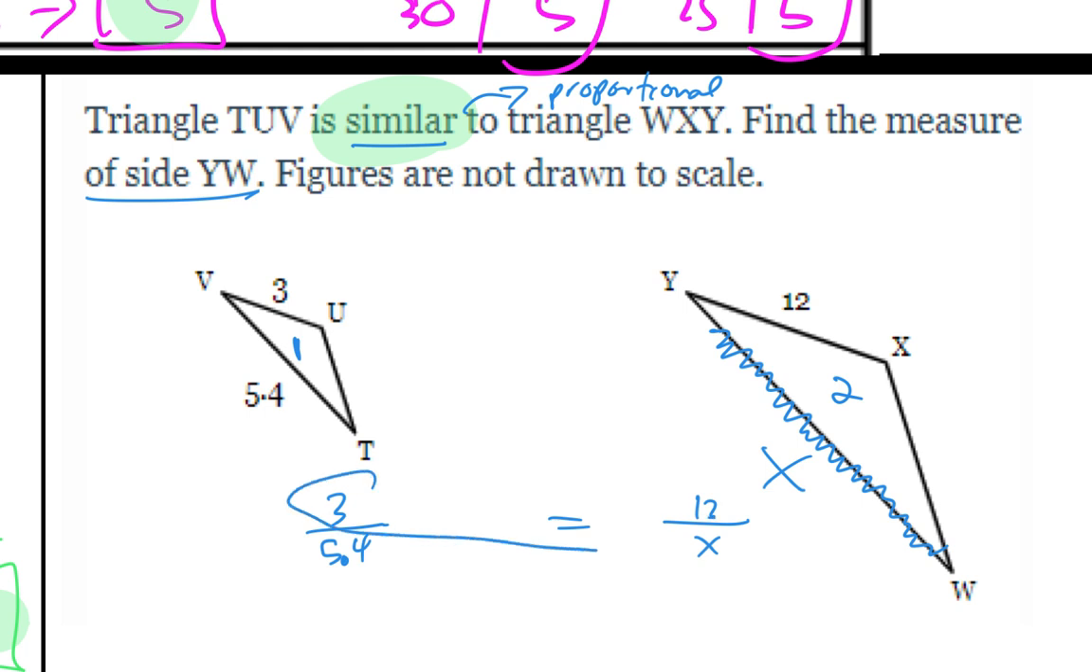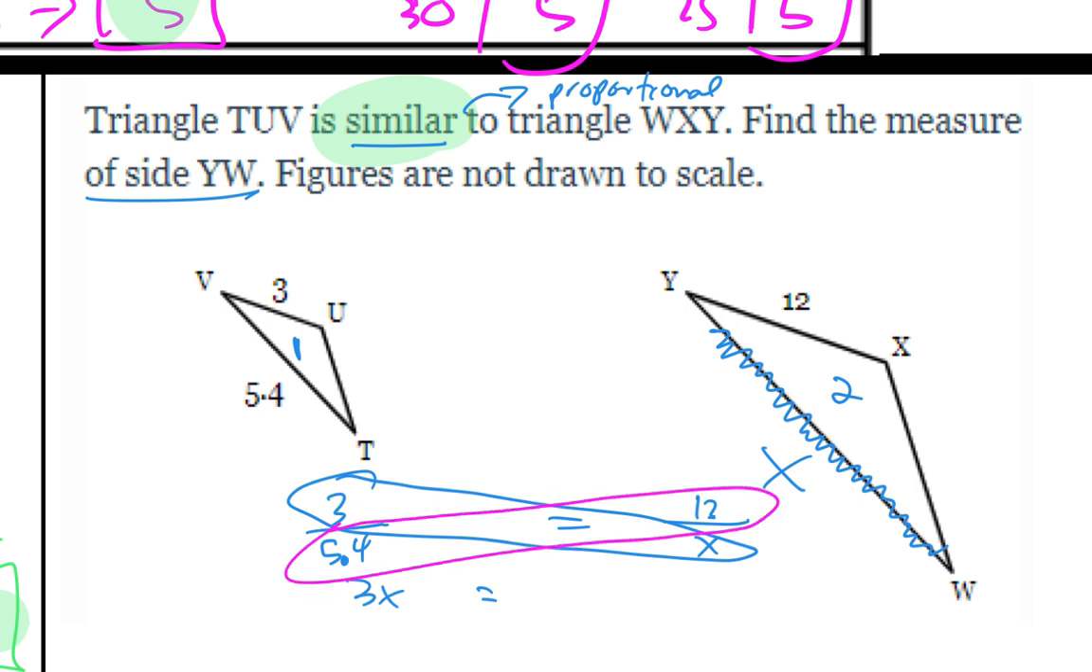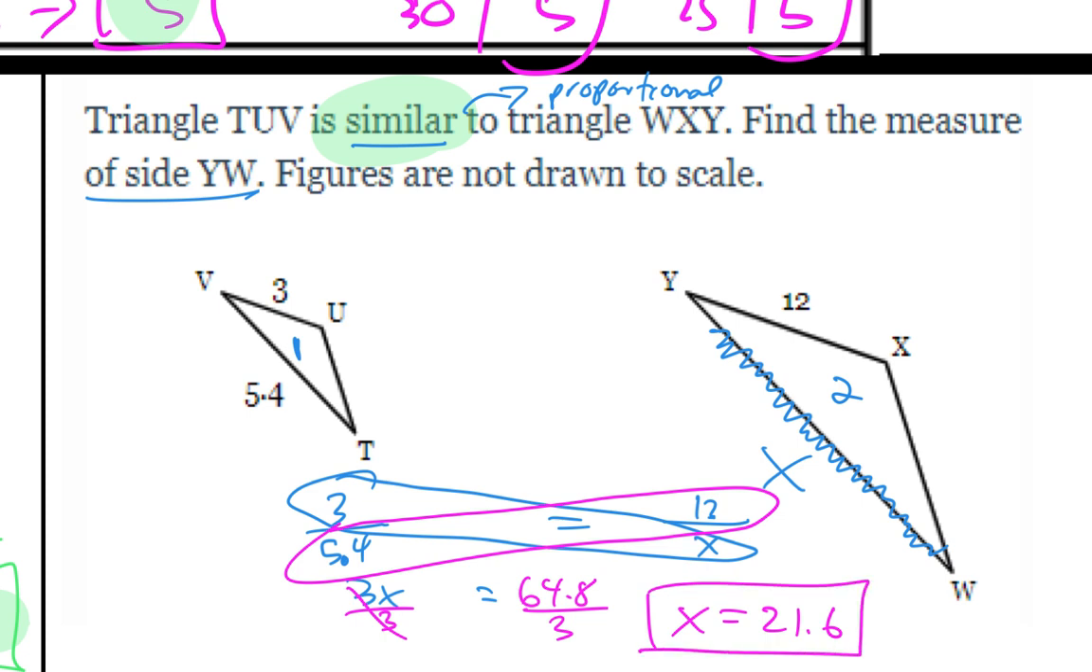All right, so then if we cross multiply, I like working with my X's first, so 3 times X gives me 3X equals, okay? Then I would just do this one times this one, right? So 12 times 5.4 gives us 64.8, right? Okay, then we're just going to divide by 3. That's our last step. We know that's easy stuff, right? So that means X is going to be equal to 21.6. Okay?